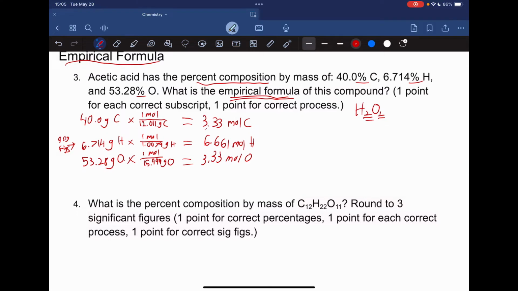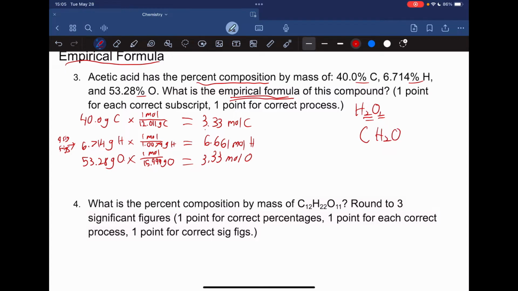We have 3.33 moles. We have 6.661 moles and 3.33 moles. These two right here are the same. And hydrogen seems to be about double that of oxygen and double that of carbon. I can bet that our answer is already going to be CH2O.